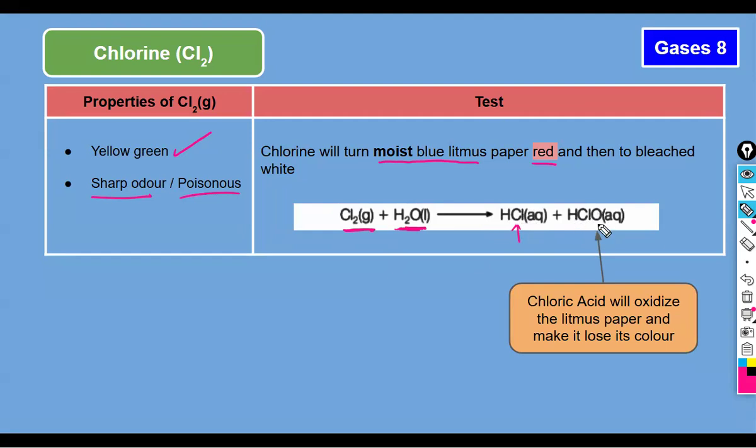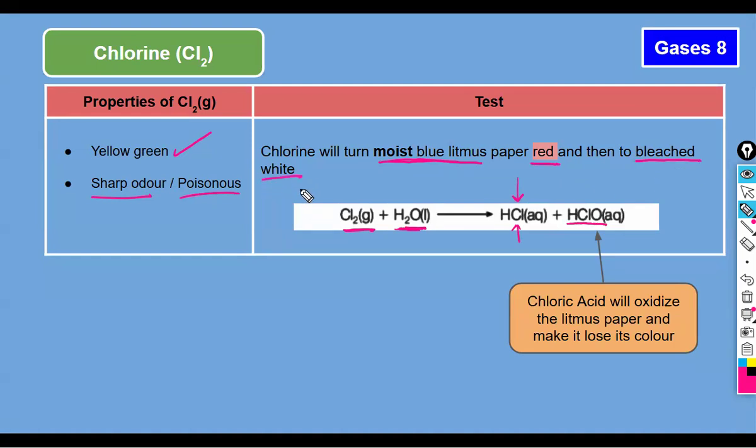And when you mix these two together, you also get HClO. Now, most people don't know what HClO is. You know what HCl is. HClO is something called chloric acid, right? So what will happen, right? Well, I know it's on the screen, but I'm still going to say it. The HCl part will change the moist blue litmus paper red. And after it changes red, the HClO will bleach the red litmus paper and change it white.